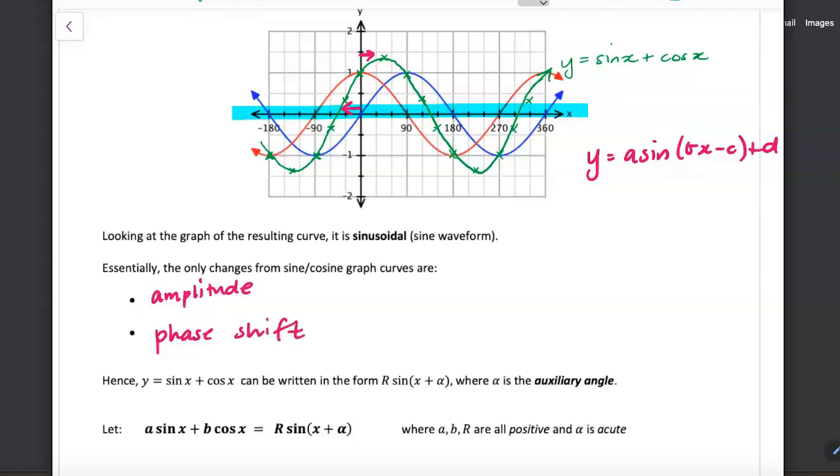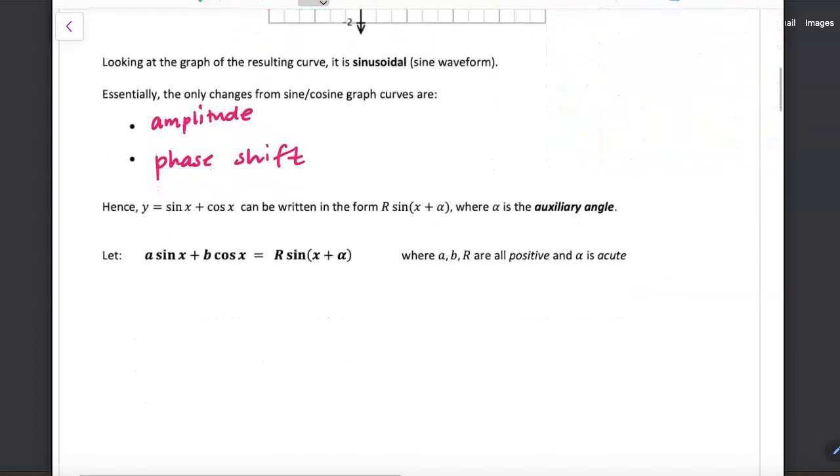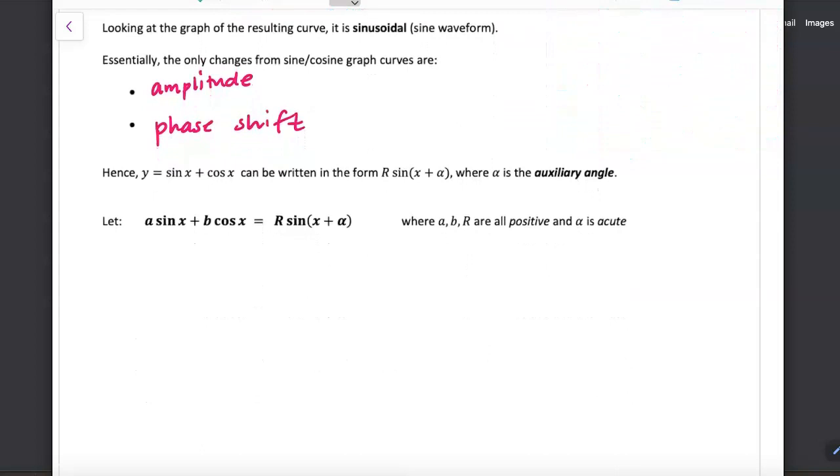So we're actually going to try and do exactly that. We're just going to focus on the amplitude and a phase shift, using the sine or cosine original curve to rewrite sine x plus cos x. So this is the format we're going to take. We're going to focus on writing it in terms of sine because my leading term here is sine. We're going to call R the amplitude. I'm going to use a capital R. And we're going to use alpha as what we call the auxiliary angle. And that's going to represent the phase shift that is essentially happening.